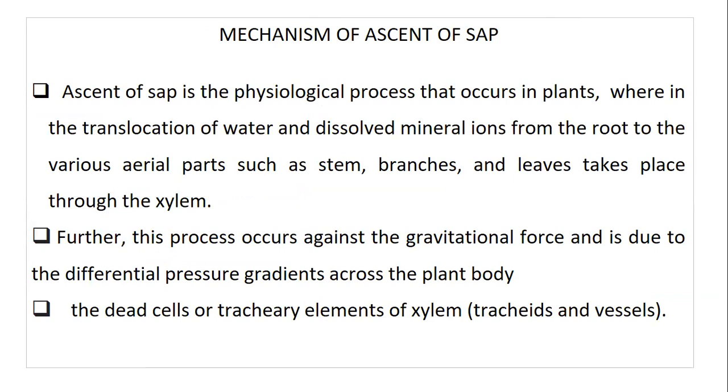Ascent of sap is the physiological process that occurs in plants wherein the translocation of water and dissolved mineral ions from the root to the various aerial parts such as stem, branches, and leaves takes place through the xylem. Further, this process occurs against the gravitational force, as I already told you, and it is due to the differential pressure gradient across the plant body. The tracheids and vessels, which are dead cells of the xylem, are mainly involved in the translocation of water.